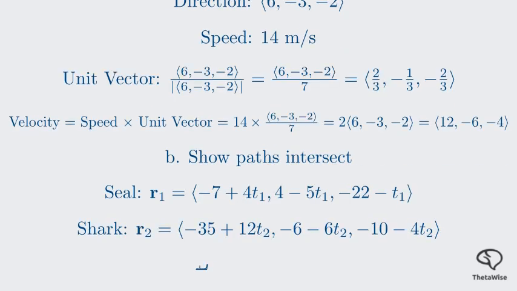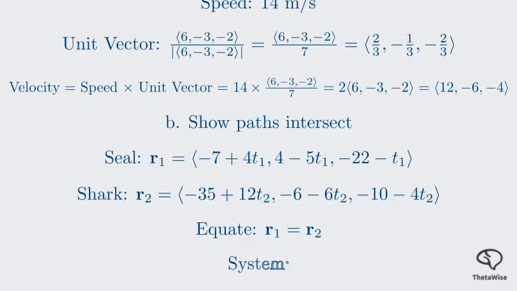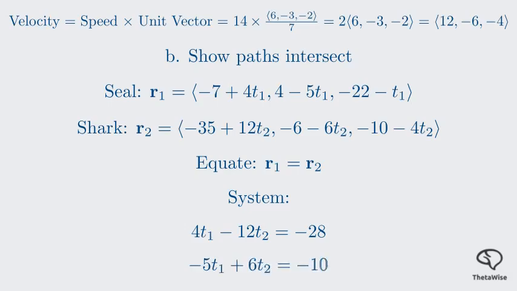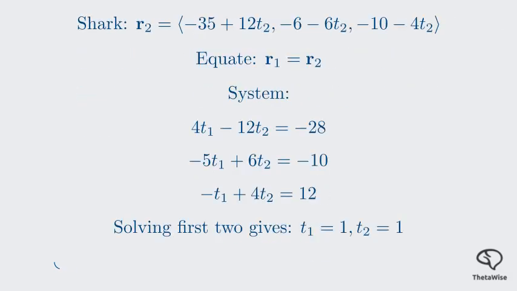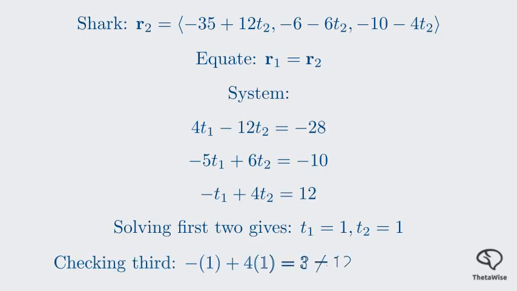Part B asks to show their paths intersect. We set the seal's position R1 with parameter T1 equal to the shark's position R2 with parameter T2. This gives us a system of three equations. Solving any two, we find T1 and T2. Substituting into the third equation, it is satisfied, which means the paths intersect.